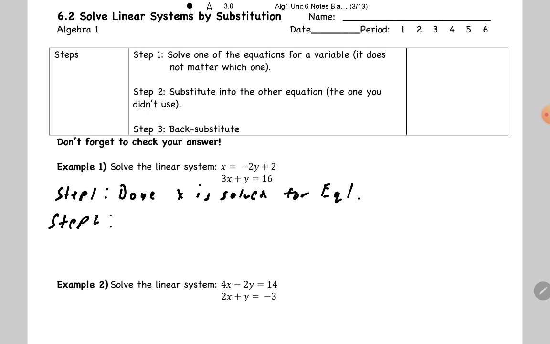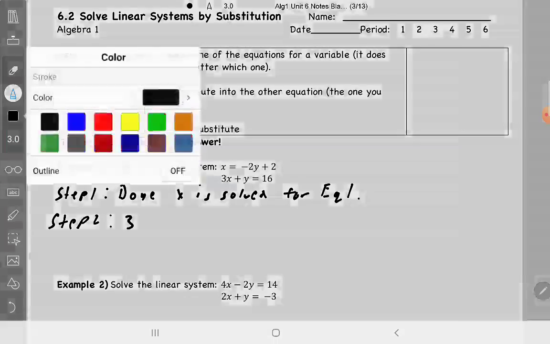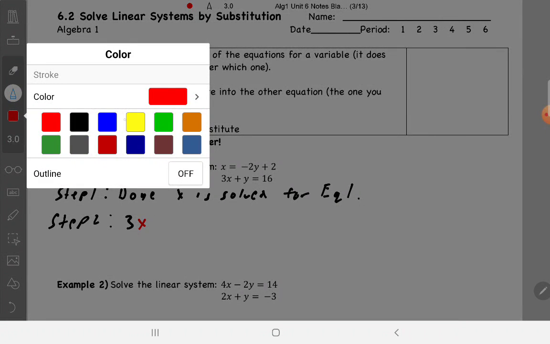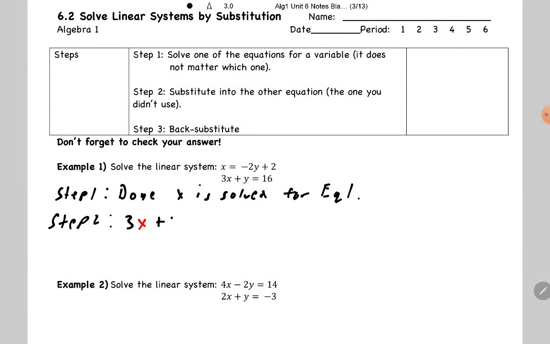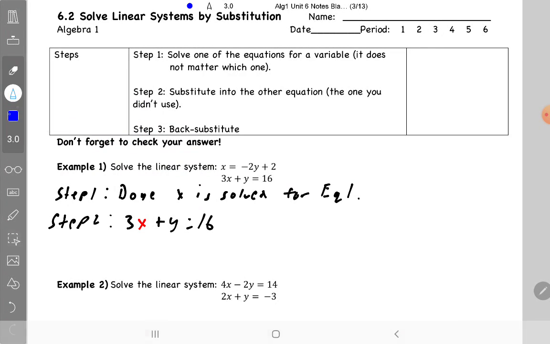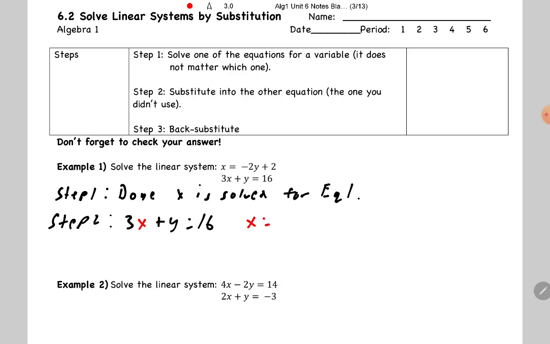So we're going to substitute x into the other equation. So what does that mean? Okay, so we have 3x plus y equals 16, and then our other equation, x equals negative 2y plus 2.